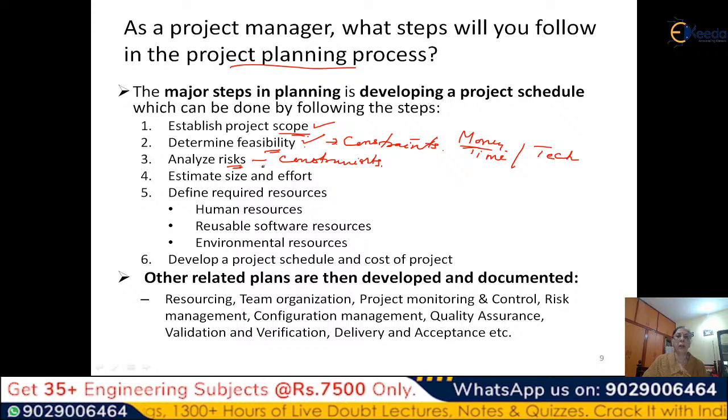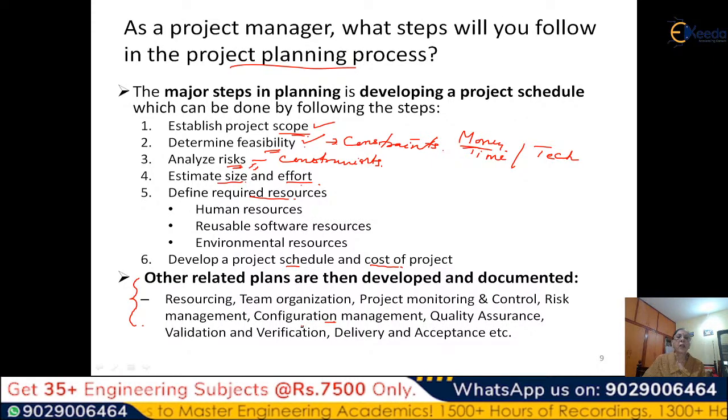So we will do some risk planning. Then, because of the risks, how it will affect the scope, the effort, the cost, everything. So then we will make an estimate of the size and the effort, and also the required resources. Then we will develop the project schedule, and finally we will arrive at the cost of the project. Then we will do all other kinds of planning, that is resourcing, organization, project monitoring, control, configuration, quality assurance, etc.